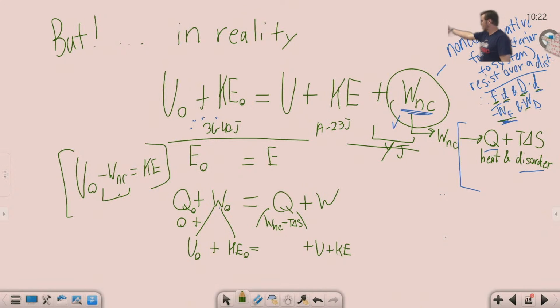What does U mean again? U means stored energy, or potential energy. KE is kinetic energy. O means beginning. KE without it is just kinetic energy sometime later. U0 is potential energy at the beginning. U is the potential energy sometime later. In other words, what we're saying is it went from all stored to all kinetic.